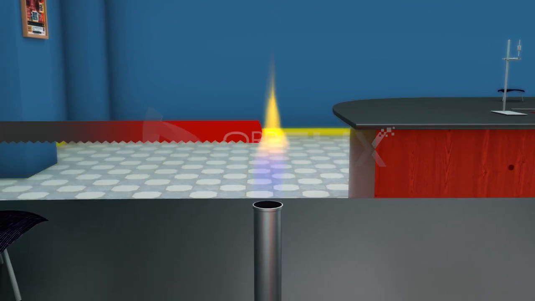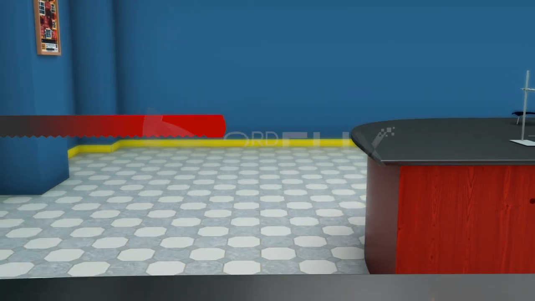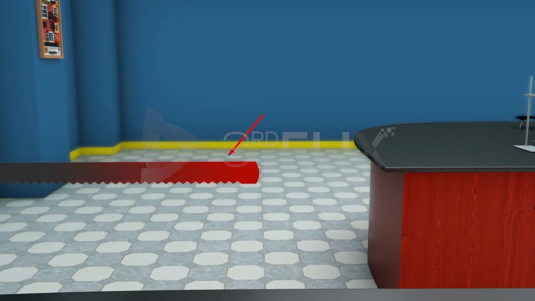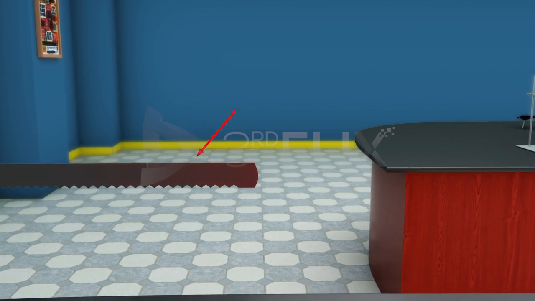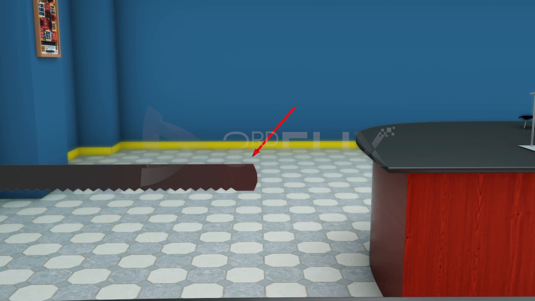Remove the blade from the flame. Observe the tip once again after some time. The red hot tip slowly turns back into its original color.